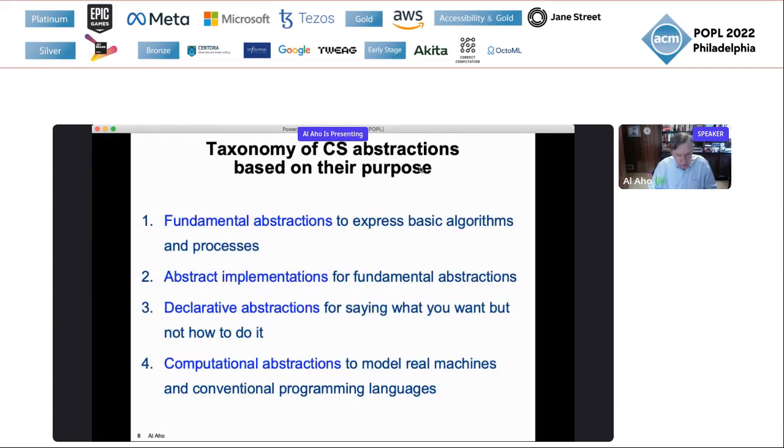In our Turing Award paper, Jeff and I define a rudimentary taxonomy for computer science abstractions based on their purpose. For starters, we included 4 categories in our taxonomy: fundamental abstractions, abstract implementations, declarative abstractions, and computational abstractions. However, we feel there are many other categories that can be added to this taxonomy.